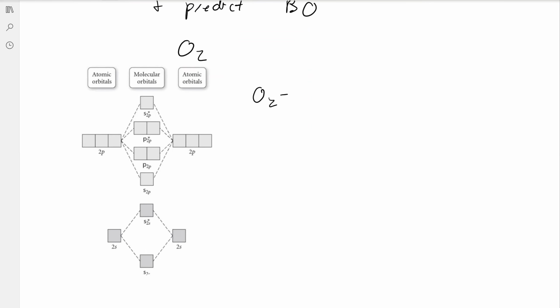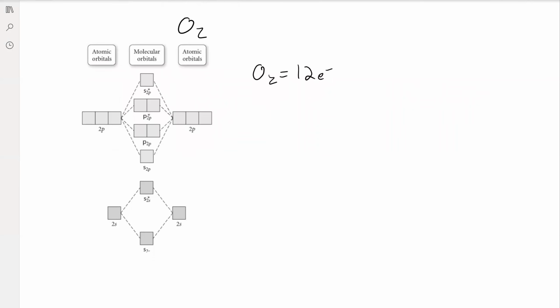Well, if we think about O2, each oxygen has 6 valence electrons for a total of 12 electrons. You can ignore the left and the right side. Those are the atomic orbitals. We're really just interested in the center here, the molecular orbitals. And so then we just start filling them in in accordance with the Pauli exclusion principle, right? So 1, 2, 3, 4, 5, 6, 7, 8. They're degenerate, so they get 1 each first. 9, 10, 11, 12. Cool. So we've got everything filled in.